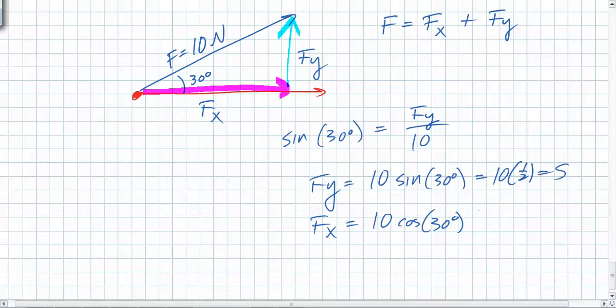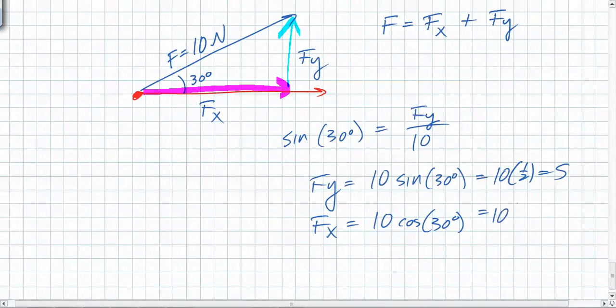And what is sine of 30 degrees? 1/2. So that is 5. Are you not going to include units? We will in a second. I'm in math, not in physics, and I'm the teacher, so I finally get to do what I wanted to do in high school, which is not care about units until the end. What's cosine of 30 degrees? Root 3 over 2. So it's 5 root 3.